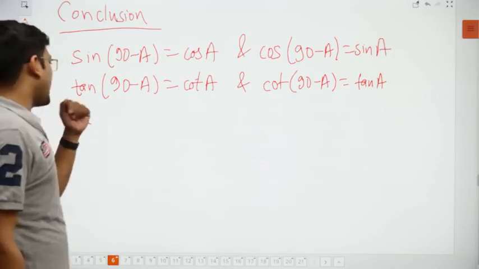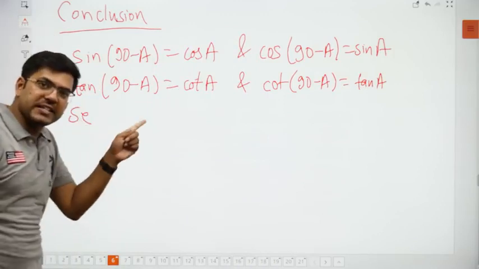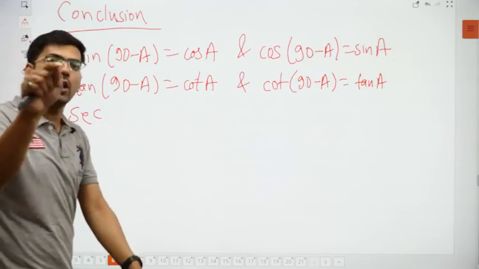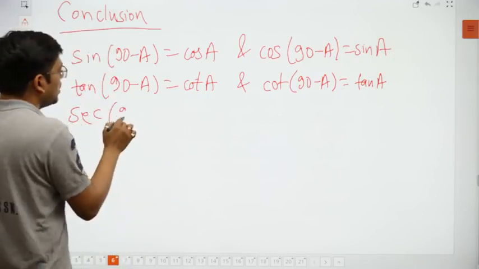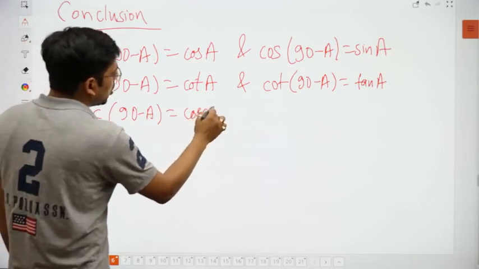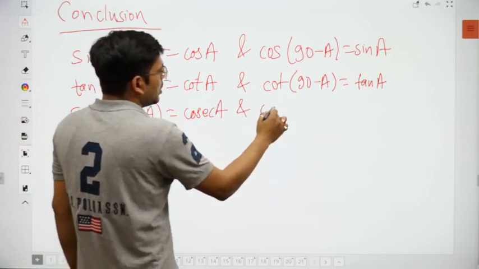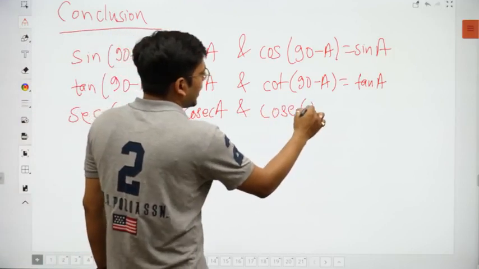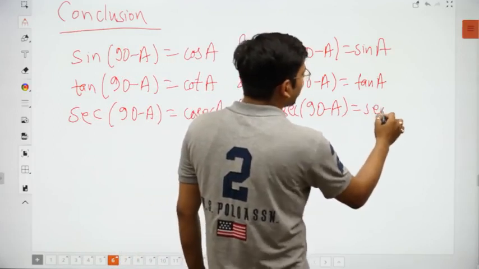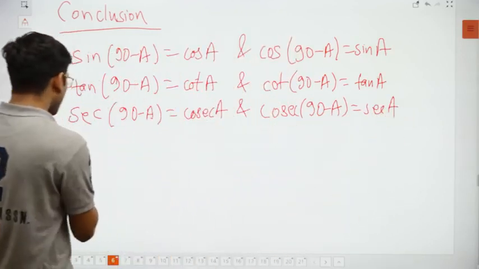Now guys, I haven't shown you for sec, but this relation would follow the same for sec also. You can check it on your own. Sec of 90 minus A is equal to cosec A, and cosec of 90 minus A is equal to sec A.